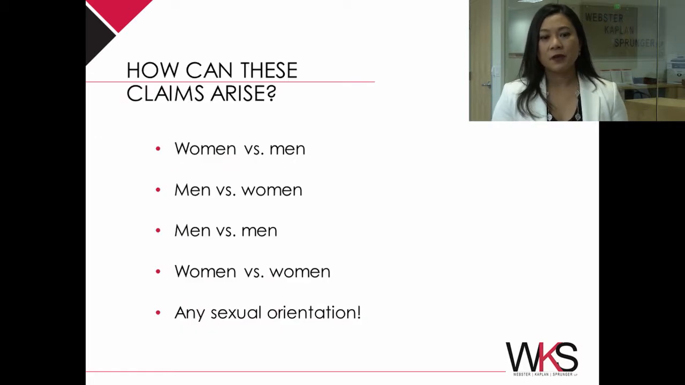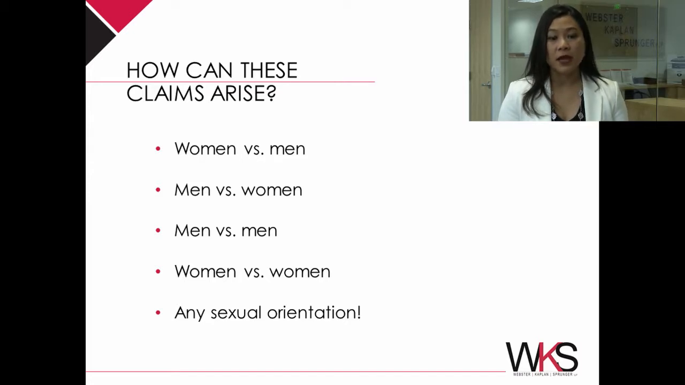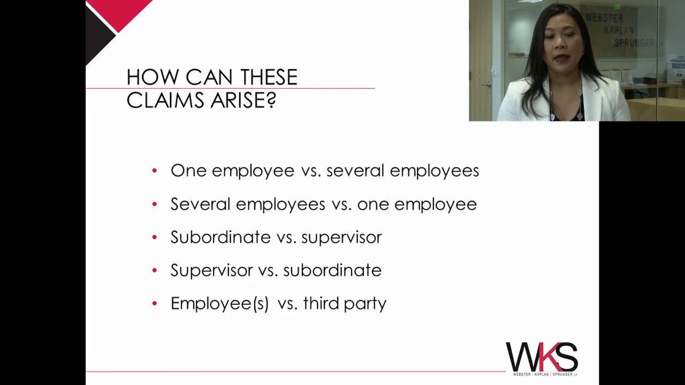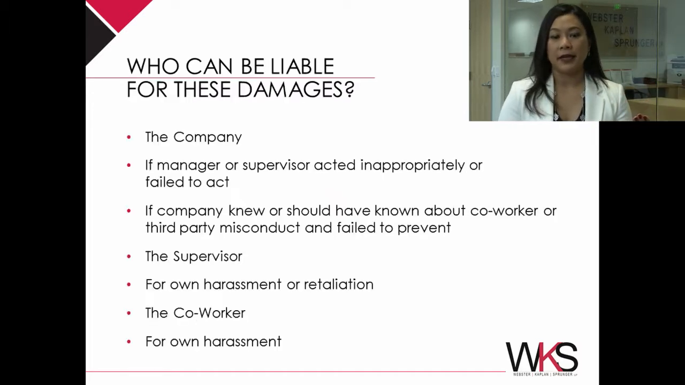So generally speaking, how can sexual harassment or gender discrimination or gender identity issues arise? It could be a combination of different things. It could be women versus men, men versus men, men versus women, and so forth. You could have different numerical combinations where one employee is accusing several employees of harassment or discrimination, or several employees accusing just one individual. So those are the kinds of numerical combinations.